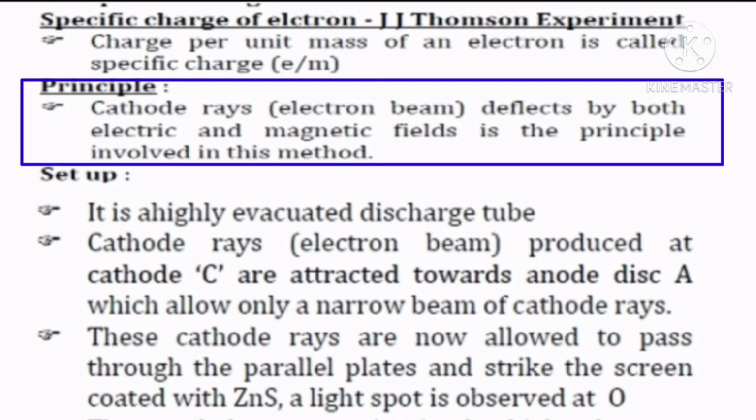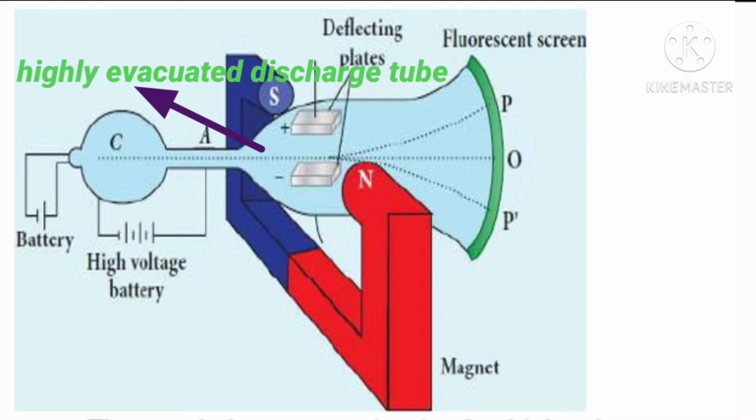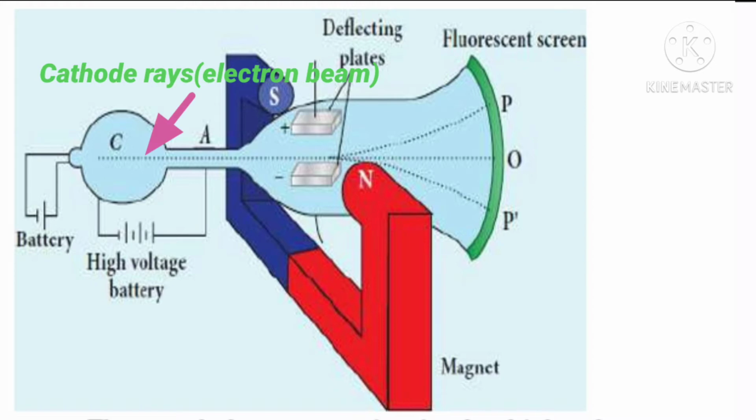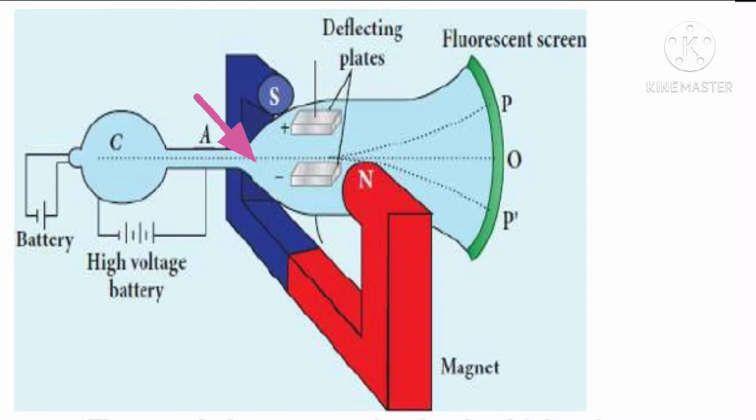Next, we are going to discuss the experimental setup of J.J. Thomson experiment. It is a highly evacuated discharge tube. Cathode rays, that is, the electron beam produced at cathode C, are attracted towards anode disc A, which allows only a narrow beam of cathode rays.